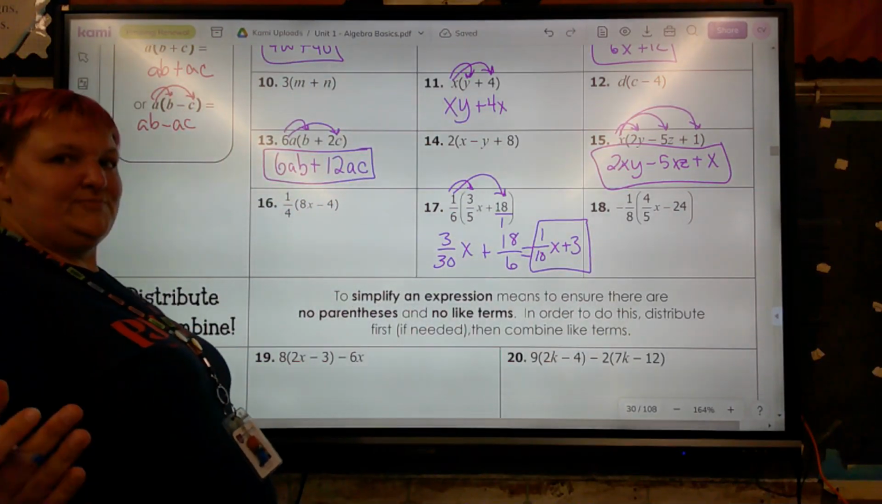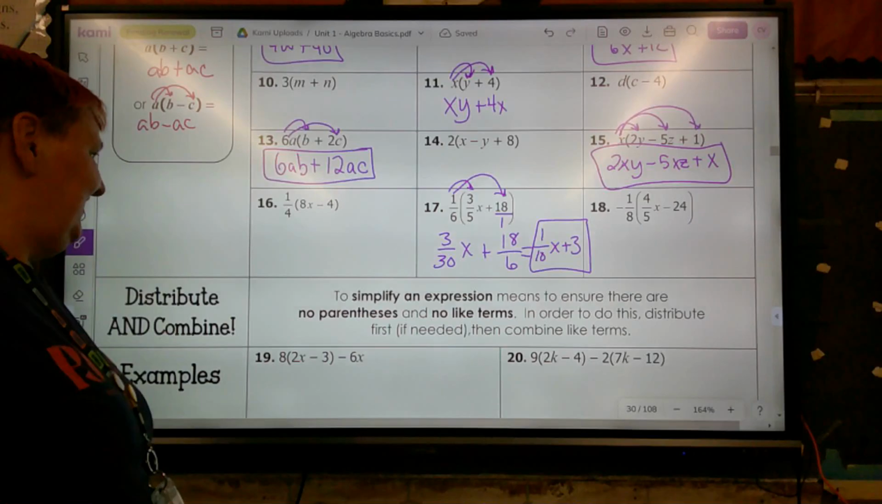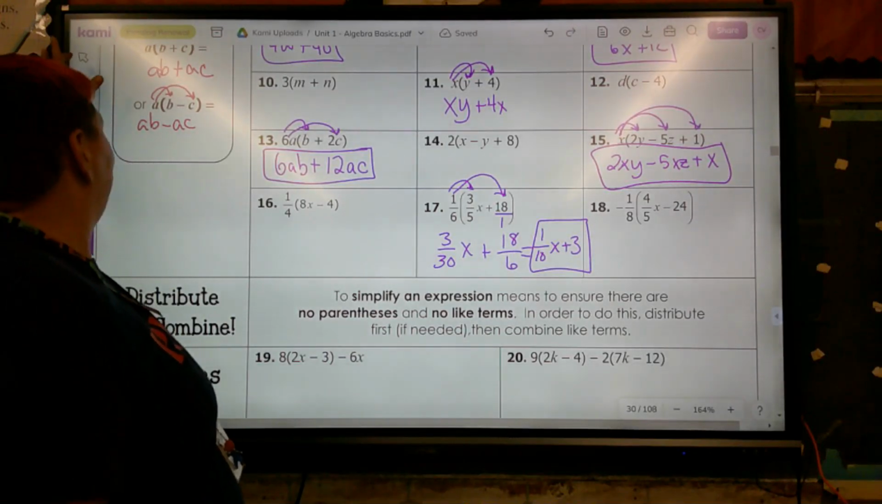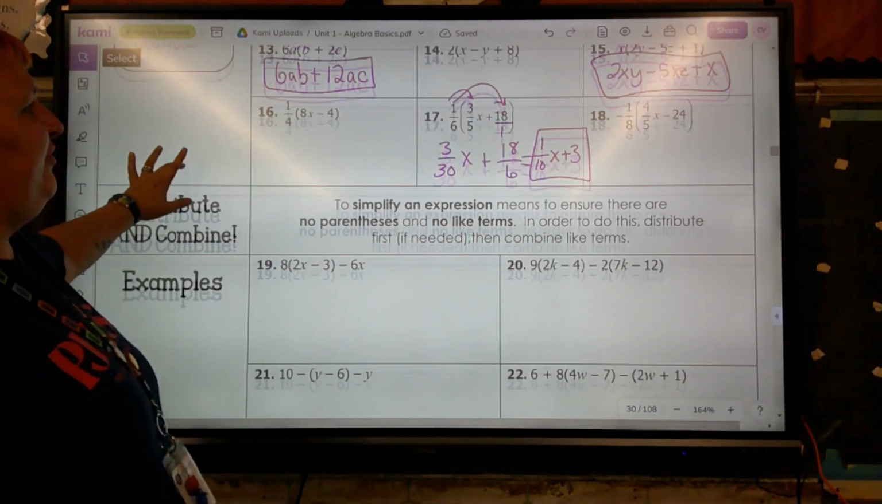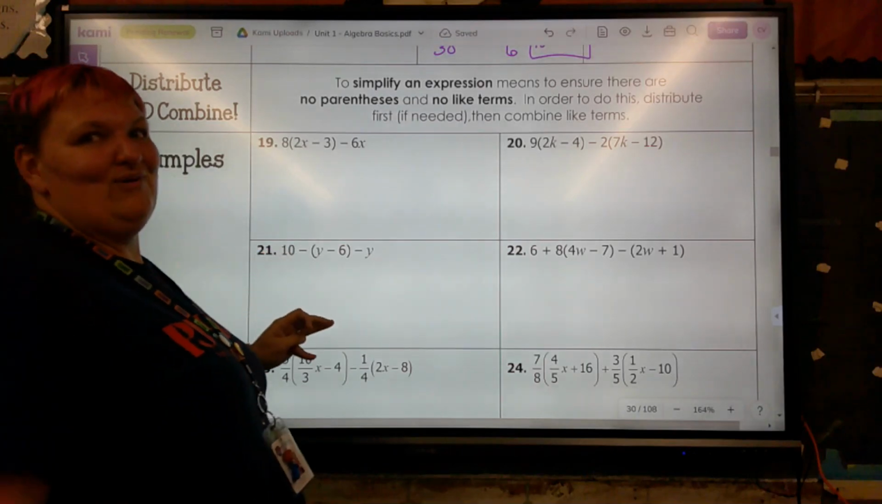Now you know why we spent all that time learning about multiplying fractions again. Now you know. Alright, so let's do both together. Let's distribute and combine.